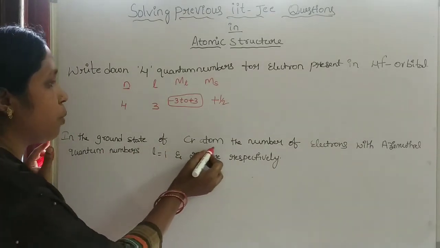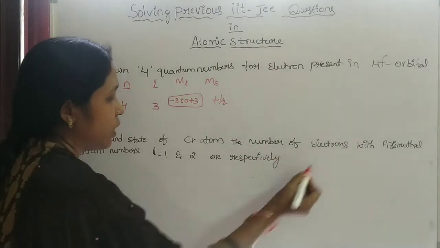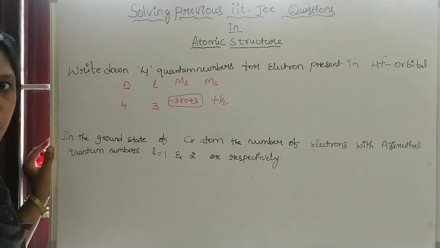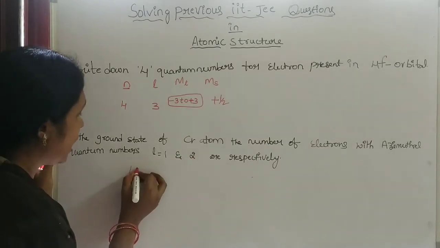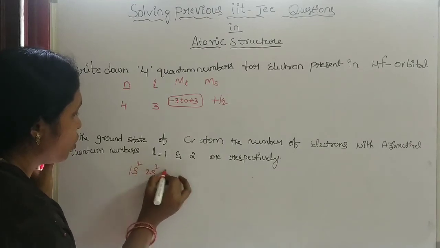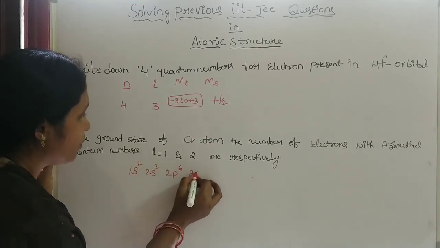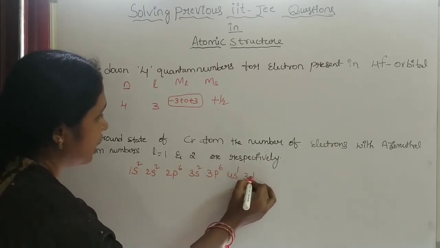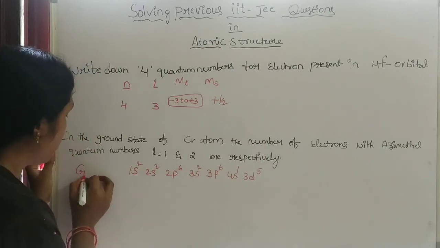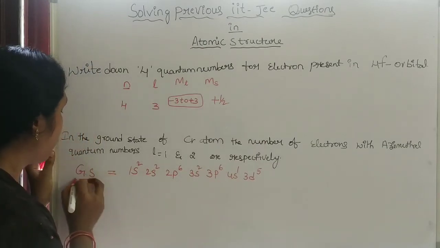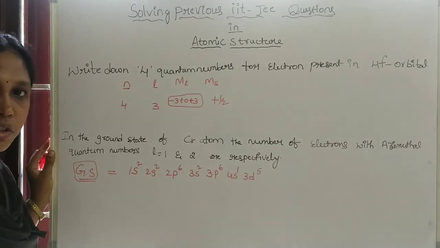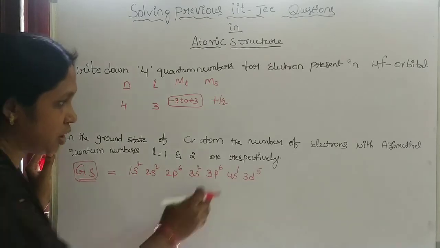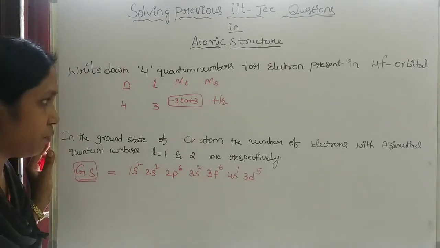In the ground state of chromium atoms, the number of electrons with azimuthal quantum numbers L equal to 1 and 2 are respectively. Now only we see. So write down the configuration: 1s2, 2s2, 2p6, 3s2, 3p6, 4s1, 3d5. This is the ground state configuration of chromium. In a ground state, it will be arranged like that, not an excited state. Okay, the electron jumped, but it is the ground state configuration.